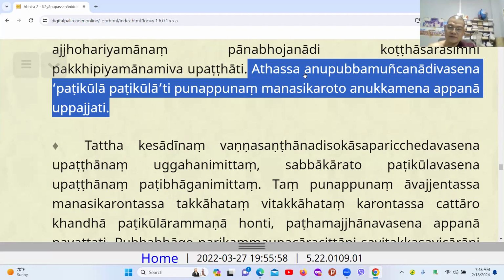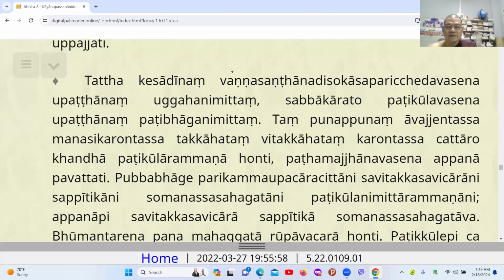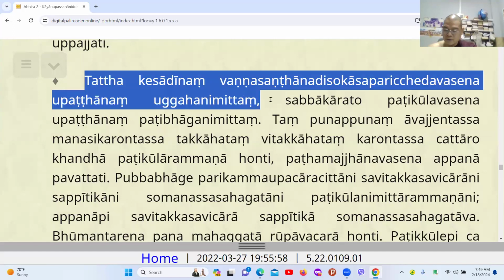Atasa anupopa mojanadi wasena. Particularity. Puna, again and again, Manasikorodo, bring to the mind. Anukamena, in order, apana upajadi. So apana arises. So what reaches apana here? Upatana manasikara. Kisadina wana sadana di. Upatana okanamida. So okanamida here. All these, the way we take the 32 parts of the body: wana, satana, tisa, okasa, prachita vasina, upatana, okanamida. If these things appear to our mind, then this is called okanamida.